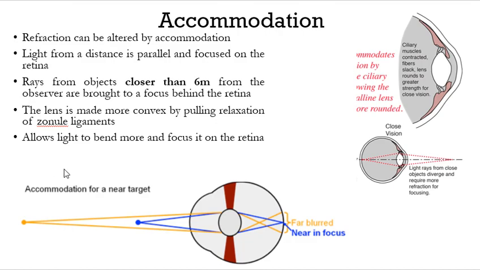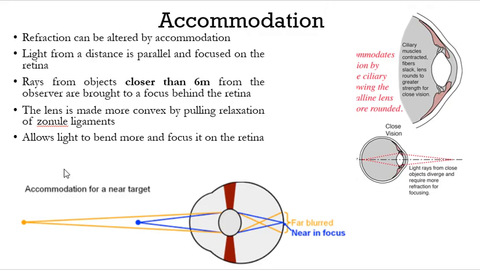All right, so what happens to the eye in order for it to be able to accommodate things that are closer than 6 meters or further than 6 meters? So refraction has to be altered, and this alteration is known as accommodation. So if refraction is altered, so you're able to see sharper, you're able to see clearly, this is known as accommodation. So light from a distance is parallel, as we said, and is focused on the retina.